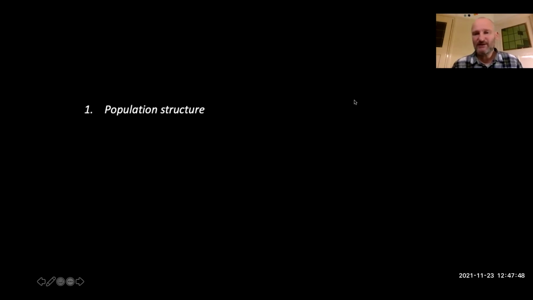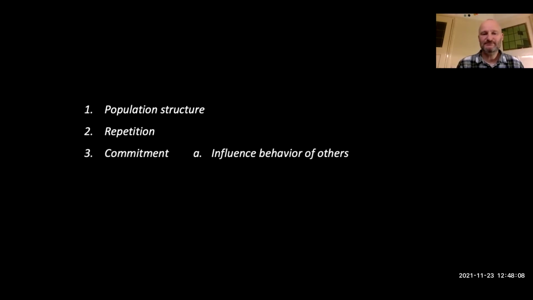I don't know how I'm doing on time, but if I have some time left, it might be good to go back to our overview of mechanisms for the evolution of cooperation or altruism. So population structure is, of course, still there. It's its own category. Repetition is a mechanism. Now, commitment is a mechanism too. It can influence the behavior of existing partners, but it can also help you being chosen as a partner.